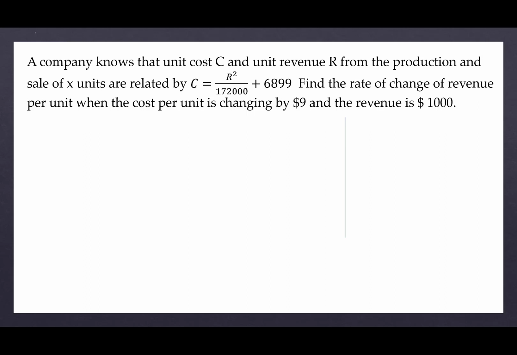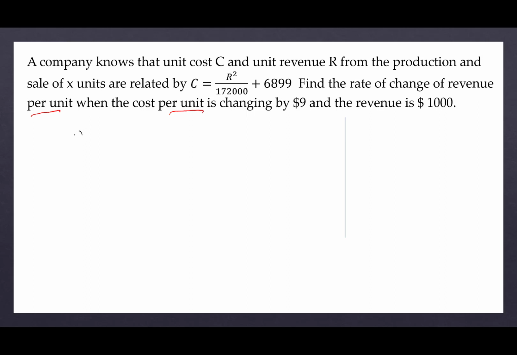Find the rate of change of revenue per unit when the cost per unit is changing by $9 and the revenue is 1,000. So start with, what is our independent variable? Well, when you read through, you keep hearing this unit, right? Unit keeps being said. That says the unit is our independent variable. We can call it X because we usually use X as the number of units that we sell.